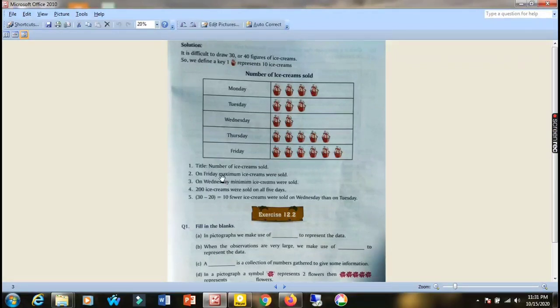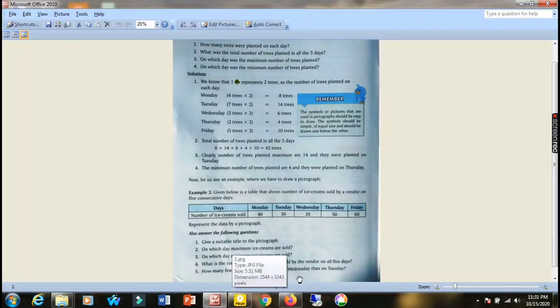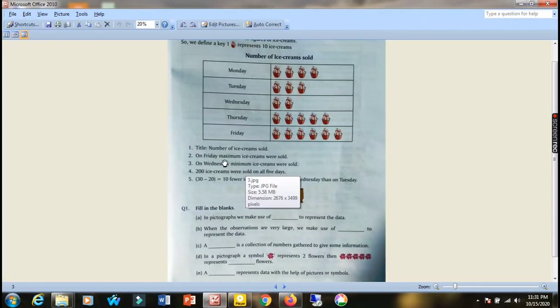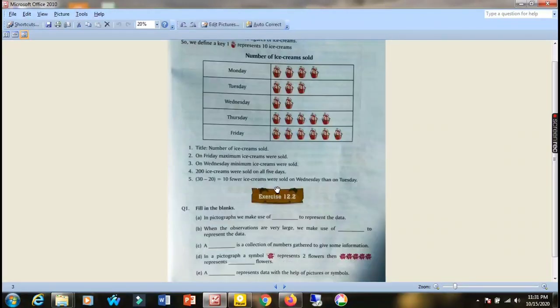Now let us solve these questions. Question number 1. Give a suitable title to the pictograph. It depends upon you. You can give any kind of title, but it should be suitable. In this question the title is number of ice creams sold. Okay. Next question. On which day are the maximum ice creams sold? Maximum ice creams you can see from here, how many? 60. On which day? Friday. So your answer will be: on Friday maximum ice creams were sold.